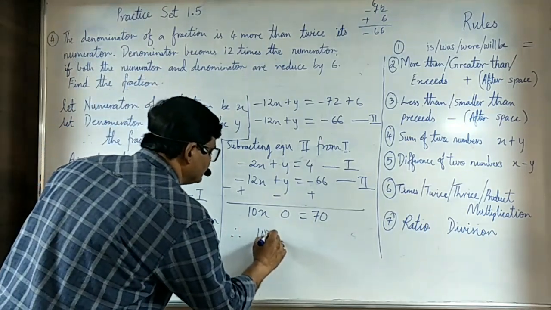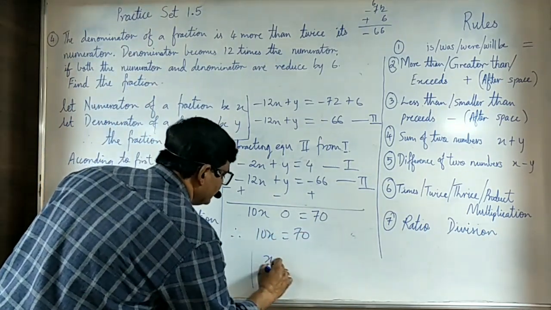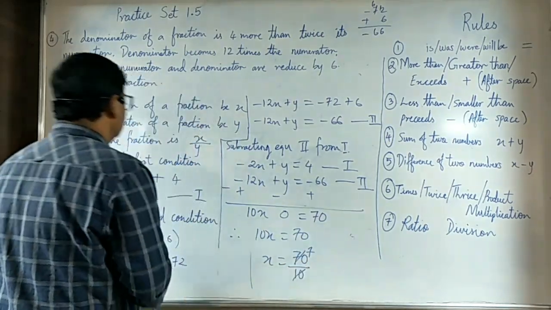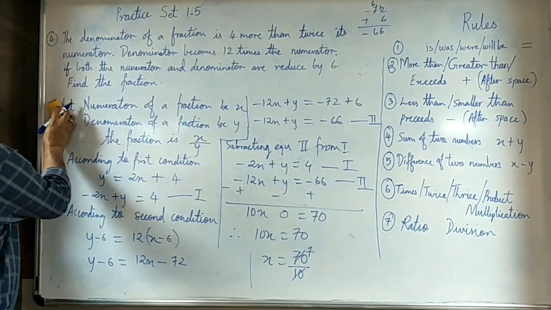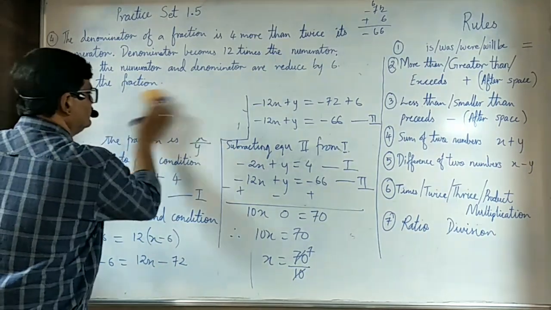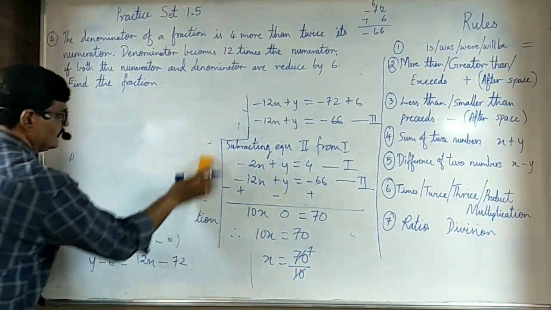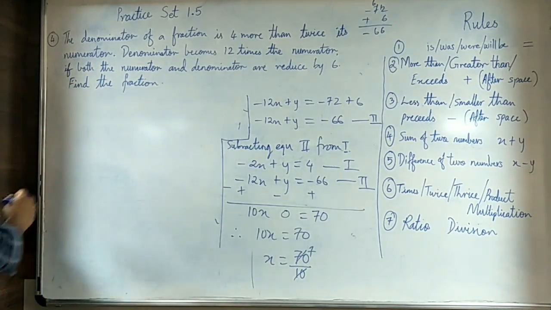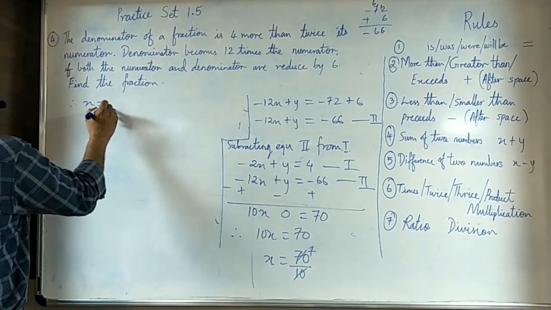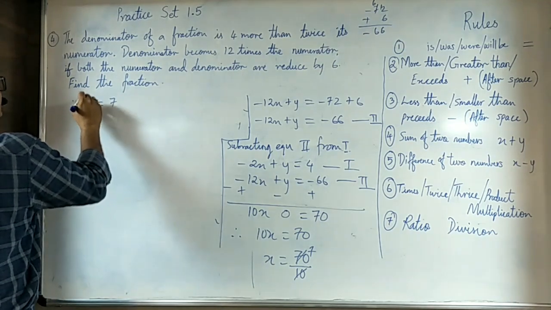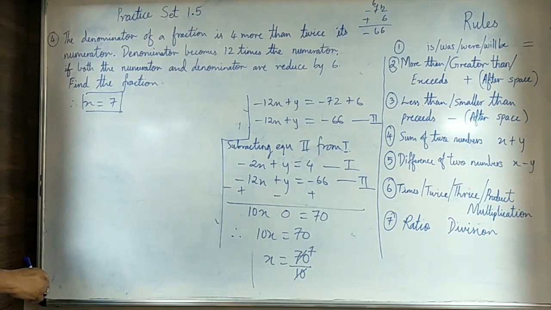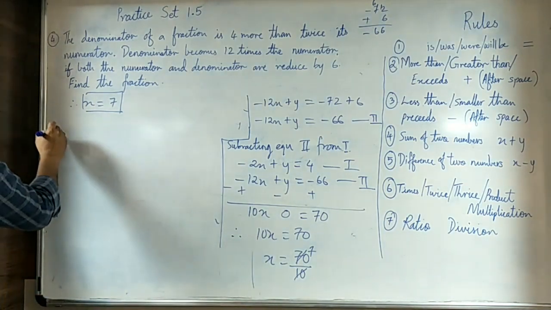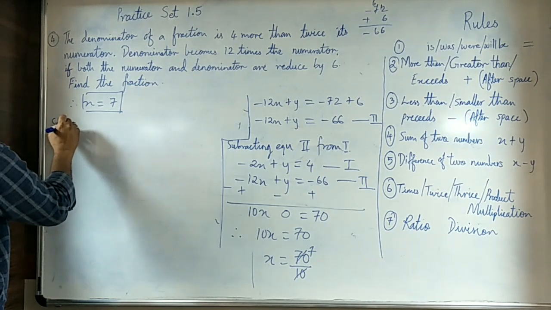Therefore, what you got over here is 10x is equal to 70. x is equal to 70 divided by 10, which is 7. So I got the answer: x is equal to 7. I finished with the value of x. Now same thing, let's try to substitute over there. So here we have to substitute the value.